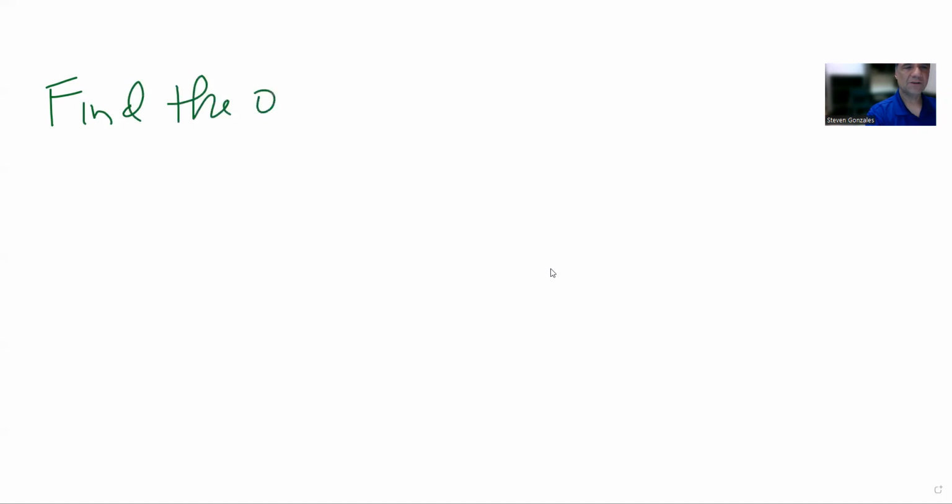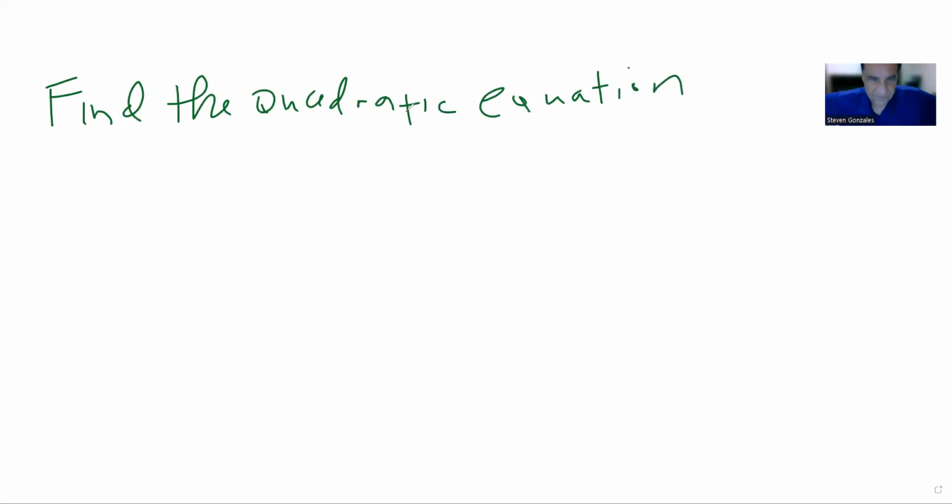So we're going to find the quadratic equation. It is sure nice when you have two x-intercepts. It is sure nice when you have a vertex and a definitive direction. But sometimes all you have are 3 points. And that's just not a good sign.